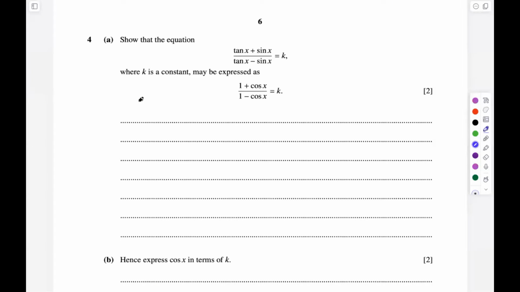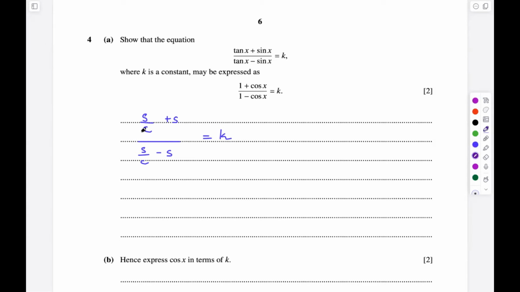In question 4a, we have to show that the equation (tan x plus sin x) upon (tan x minus sin x) equals k can be expressed as (1 plus cos x) upon (1 minus cos x) equals k. In the first step, we know that tan x is equal to sin x upon cos x. So we can write it as (sin x upon cos x plus sin x), and in the denominator as well, in place of tan, we write sin x upon cos x minus sin x, and this will be equal to k.